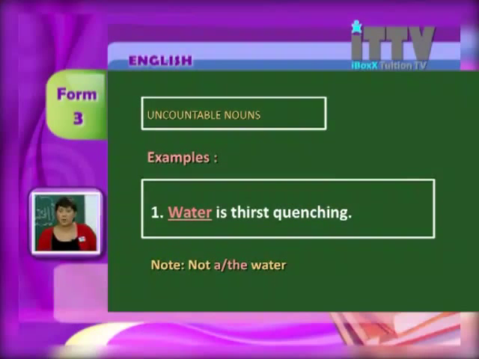Water is thirst quenching. Meaning of that sentence first. It helps you quench your thirst. Meaning, when you drink water, you don't feel thirsty anymore. So water is an uncountable noun. Note, you say not a water or the water. You leave it alone. You don't use a or the before it. You just use water as it is, leaving out a or the, because it is an uncountable noun, because it is something that cannot be counted.